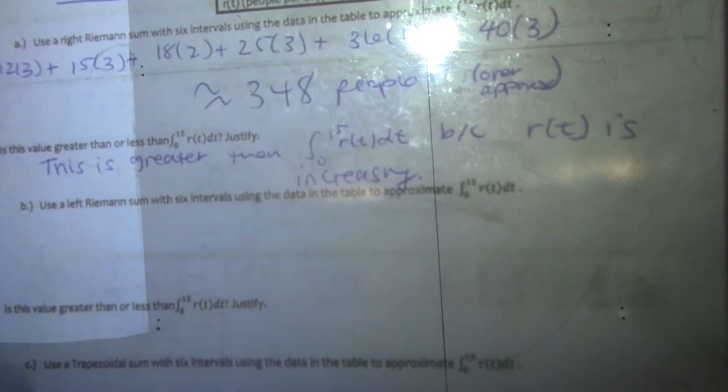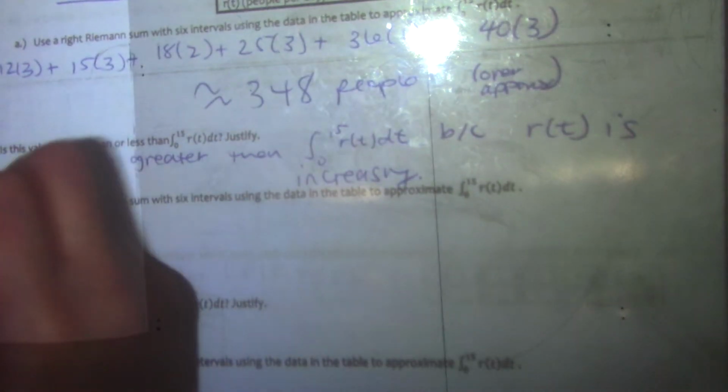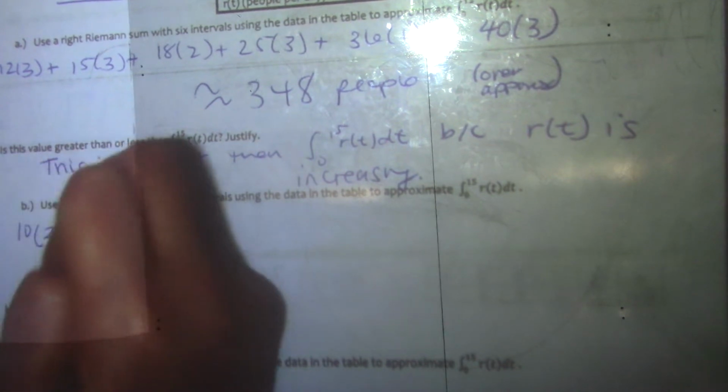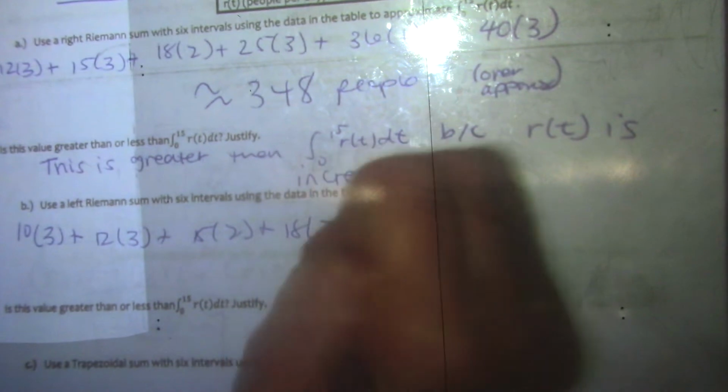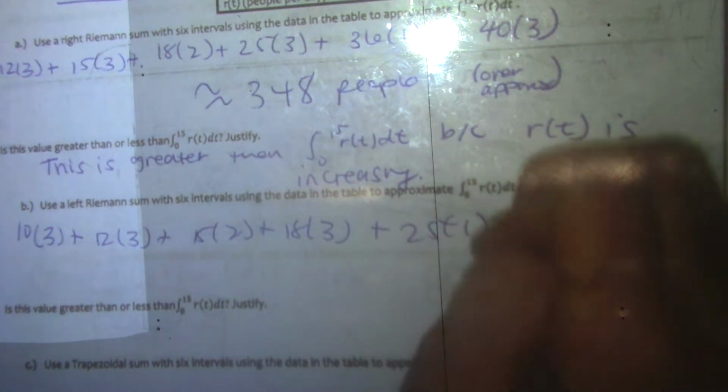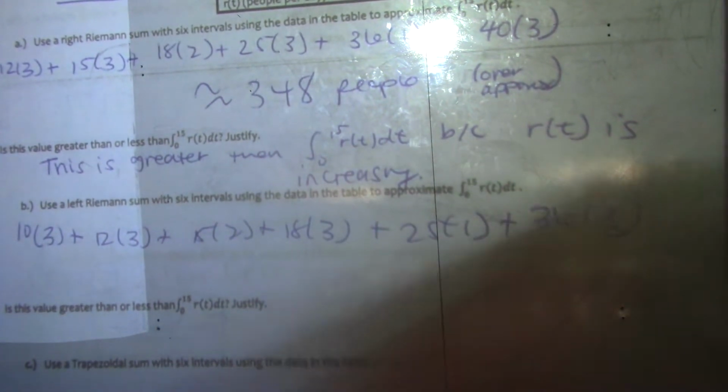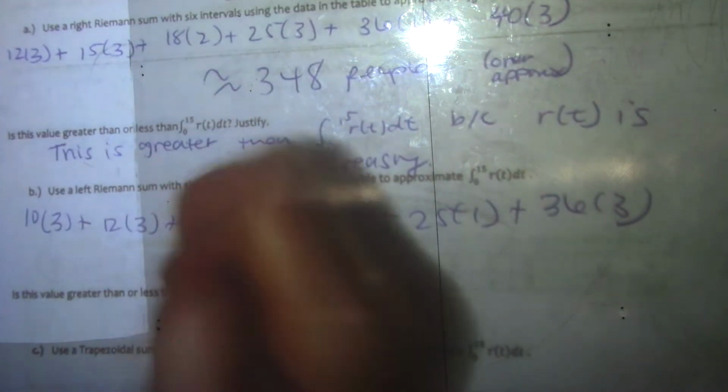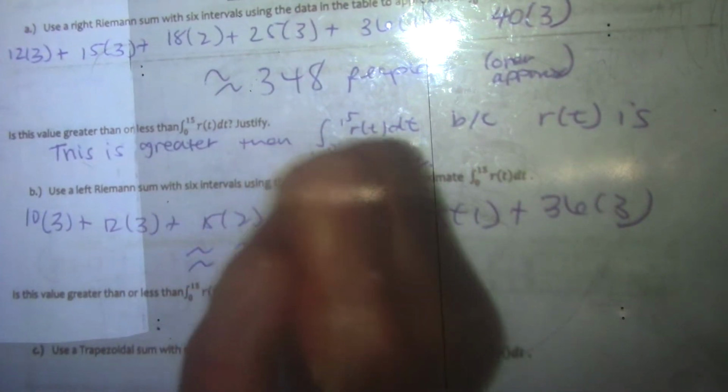Now same, but I'm doing a left Riemann sum, so it's going to be 10 times 3 plus 12 times 3 plus 15 times 2 plus 18 times 3 plus 25 times 1 plus 36 times 3. And put that one in your calculator, you get roughly 283 people.